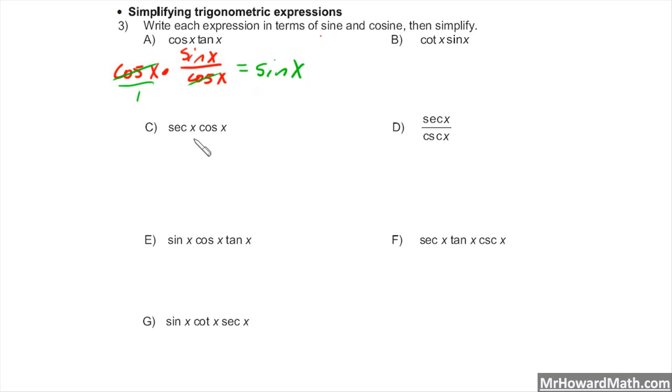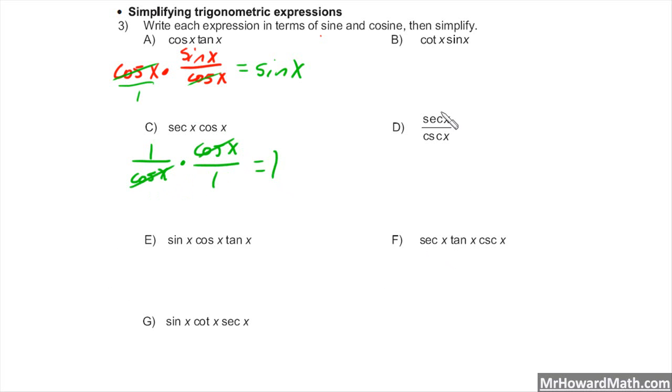This one would be similar. Let's look at this one. Secant x times cosine x. Secant x, using the reciprocal identity, is the same thing as 1 over cosine x. So multiply that by the cosine x here. That's this cosine x. Put it over 1. These cancel, so you have 1 over 1 or just 1.